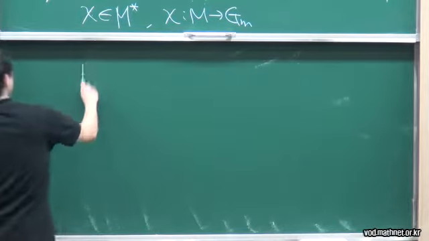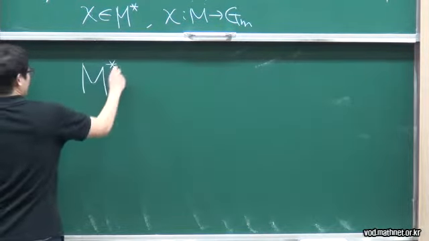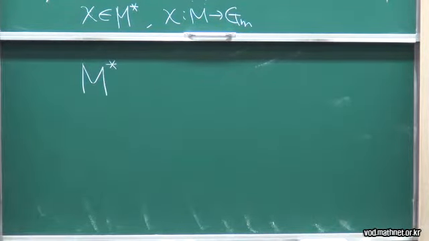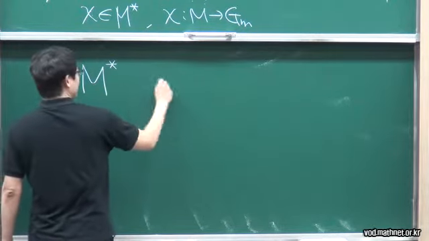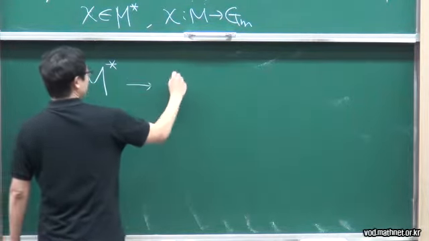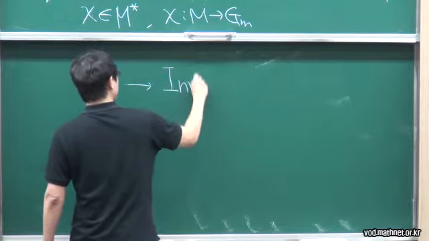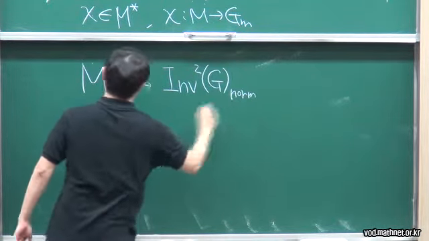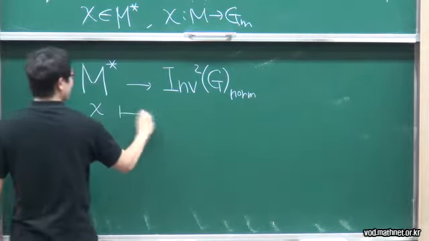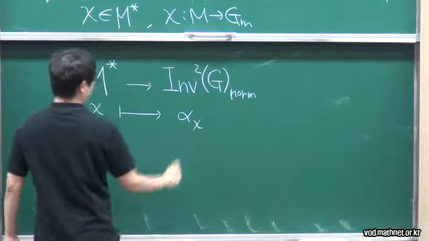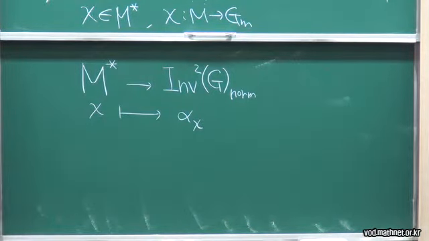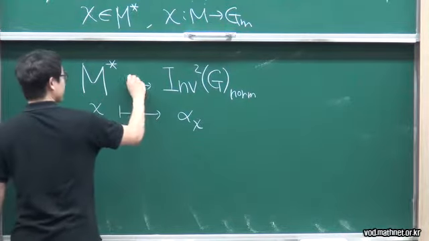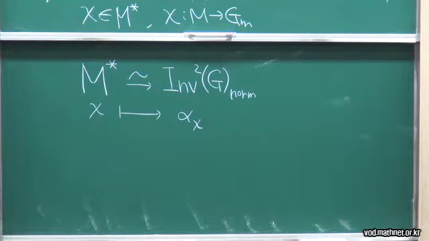So the character group of our central group maps to the degree 2 invariance, though normalized. And it is known that this is an isomorphism.